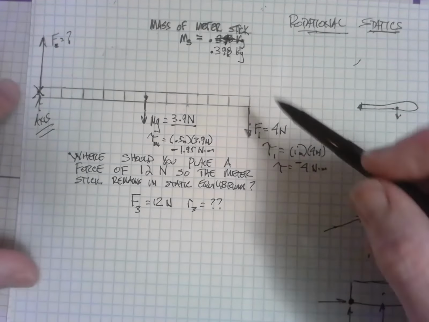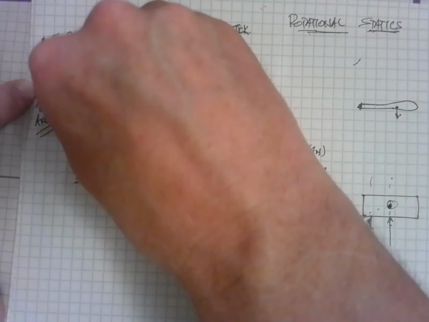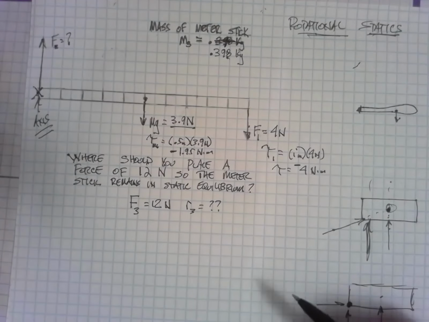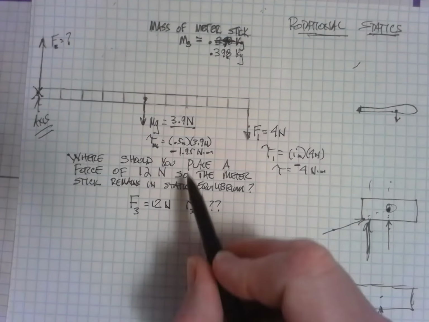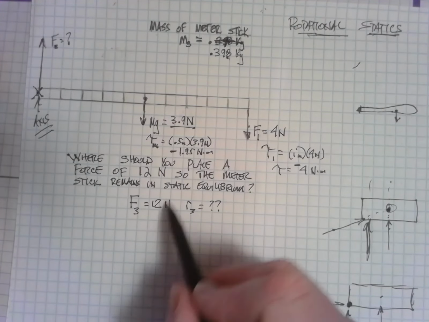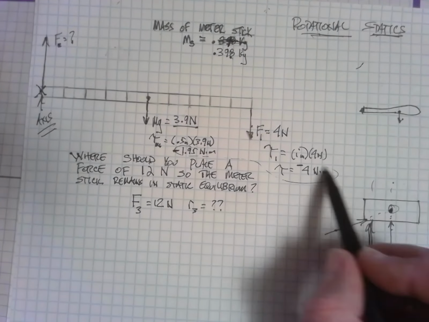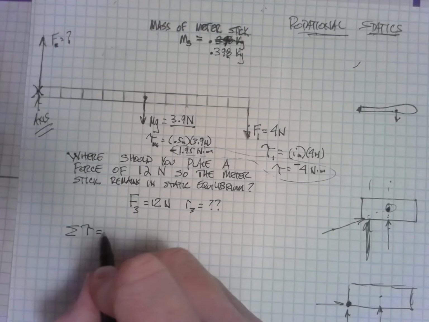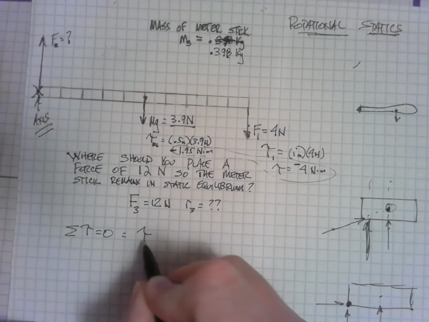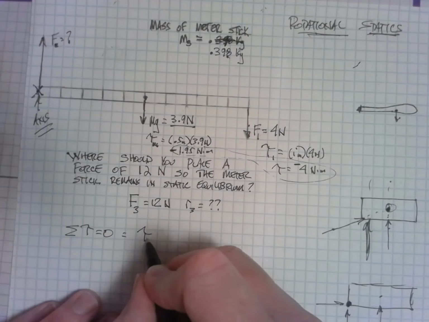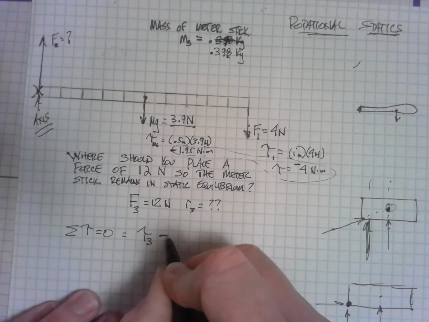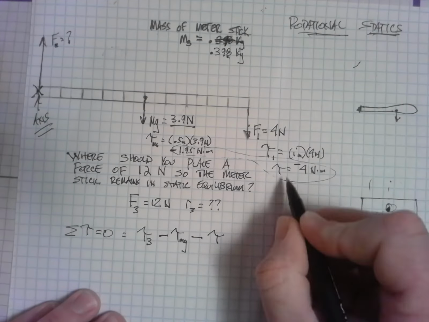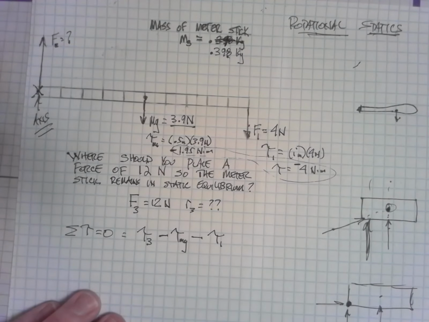Why negative? Once again, if this is my axis, they're both trying to rotate this thing clockwise, which is negative. All right, so I need a torque with a force of 12 newtons that will equal the sum of these two, because I need the net torque, if it's going to be in equilibrium, to be 0. That means the torque by, we'll call it force 3, we'll put the minuses in here, minus the torque by the meter stick, minus the torque by force 1, should add all up to 0.